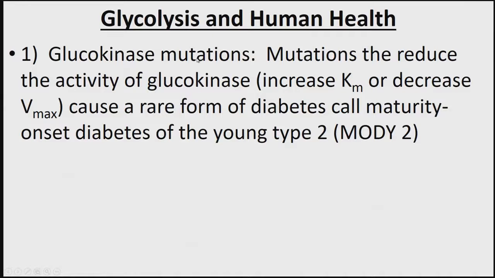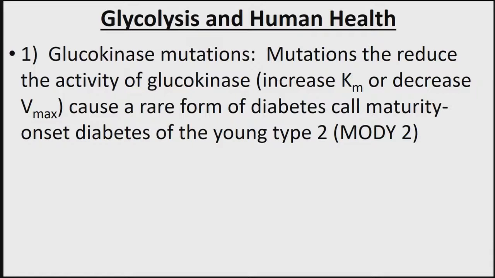You can have mutations that are going to reduce the activity of glucokinase. So we actually increase the Km, so we decrease the affinity even more than it already is. It already was a low affinity enzyme, and now you've decreased it even more. Or decrease the Vmax. Remember, this enzyme is supposed to deal with a lot of sugar. So either one of those means it's not going to effectively phosphorylate sugar.